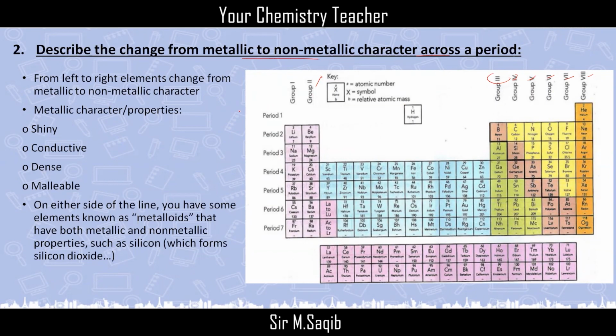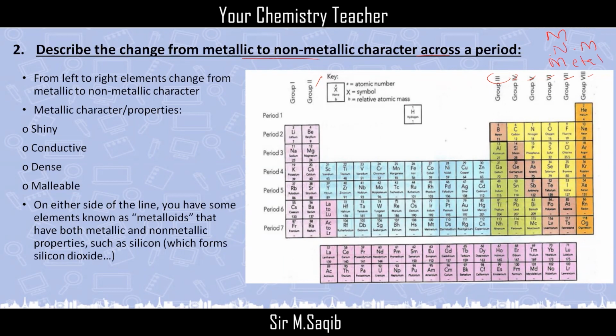As you all know, we have three kinds of elements. Number one are metals, then we have non-metals, and there are some elements that have the characteristics of both metals as well as non-metals. So they are called metalloids. So in total we have three kinds of elements: metals, non-metals, and metalloids. Now we are going to discuss those.